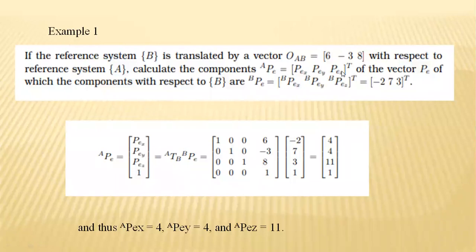We have to calculate this value by transposing, and how to obtain these values of the vector P. Whose components with respect to the frame B, or these are the representations. So these representation values have been given here already. So you have to find out this AP of X, AP of Y, and AP of Z, right? So these values need to be obtained, and with respect to the base frame B have to be calculated.